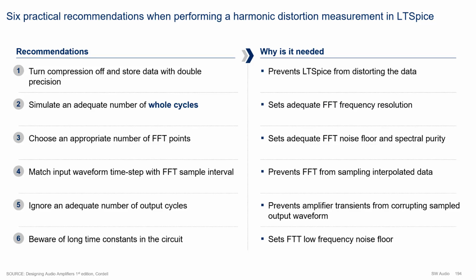In the last video, we came up with 6 practical recommendations for doing a harmonic distortion measurement in LTSpice. These recommendations included turning off compression and storing data in double precision, simulating an adequate number of whole cycles, choosing an appropriate number of FFT sampling points, matching the input waveform time step with the FFT sampling interval, ignoring an adequate number of output cycles, and being careful with long time constants in the circuit.